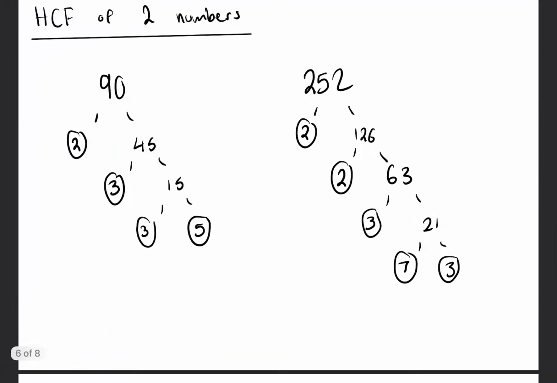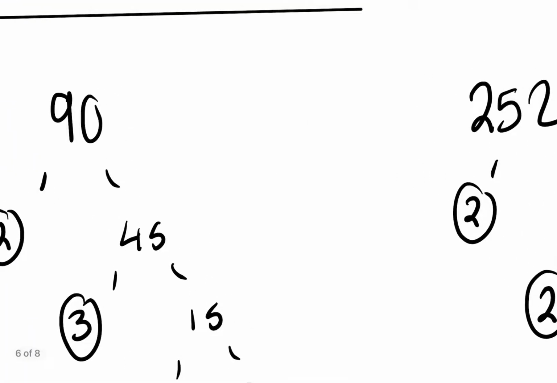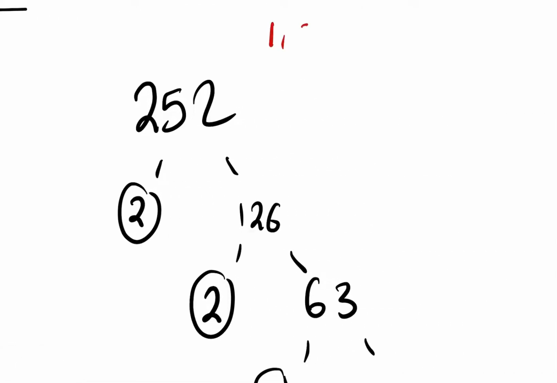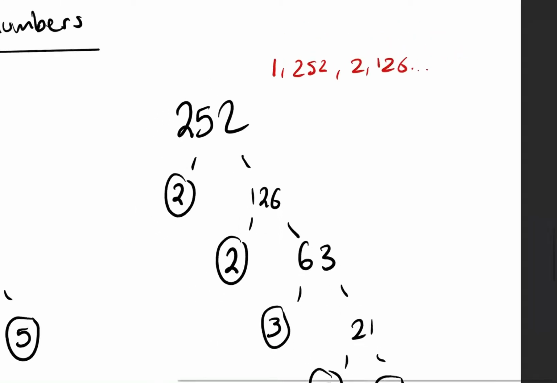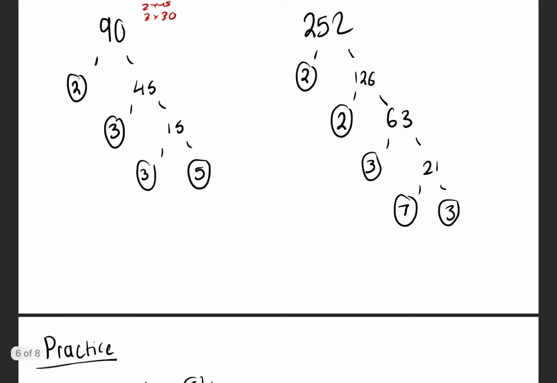Okay. Right, highest common factor of 2 numbers. Right, so we now should be able to do prime factor decomposition. So, highest common factor is, what is a common factor between these 2 numbers? So, for example, factors of 90, you can have 1 times 90, 2 times 45, 3 times 30. These are all factors. And what are the factors of 252? Well, 1, 252, 2, 126, a few more.